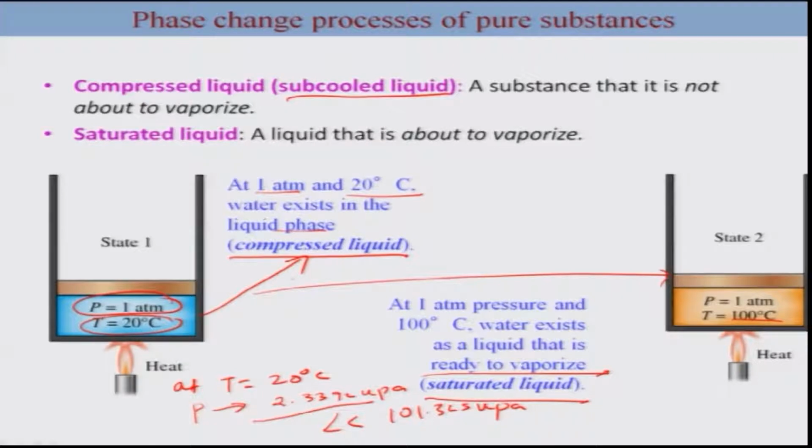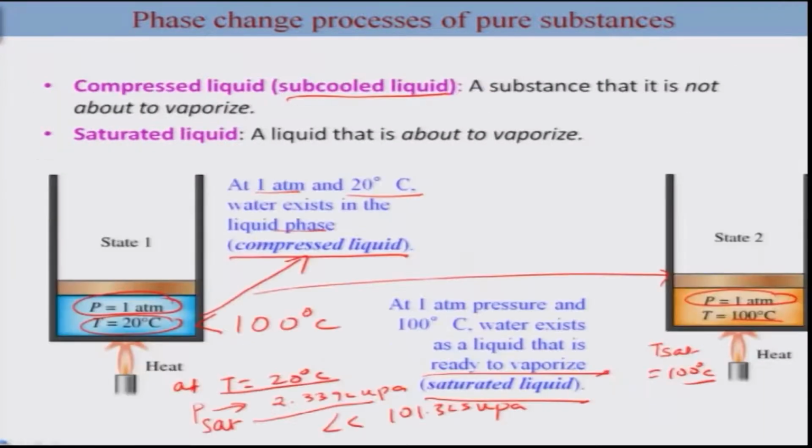So essentially at 20 degrees Celsius, this Psat, saturation pressure, at P equal to 1 atmosphere, the saturation temperature Tsat is 100 degrees Celsius. This is also sometimes called subcooled liquid because the temperature to vaporize at 1 atmosphere is 100 degrees Celsius. So this T, 20 degrees Celsius, is lower than 100 degrees Celsius, is lower than the saturation temperature, and thus it is subcooled liquid.